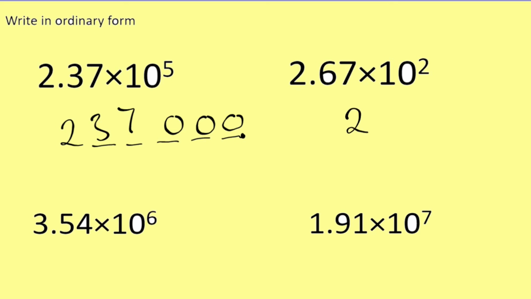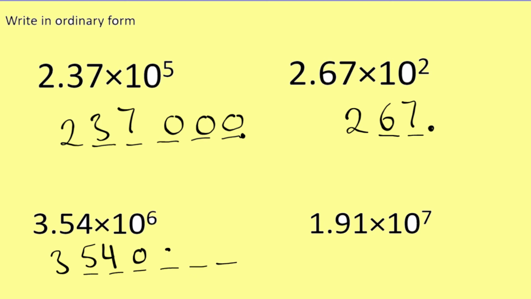Okay, 2.67 times 10 to the power of 2. So I'm going to write 267. And I'm going to move my point from here, 1, 2. So my point goes to there. So here, my answer in ordinary form is 267. Here, we've got 3.54 times 10 to the power of 6. So I'm just going to write 3, 5, 4. And I'm going to move my point from here, 1, 2, 3, 4, 5, 6. And fill in these gaps with zeros.